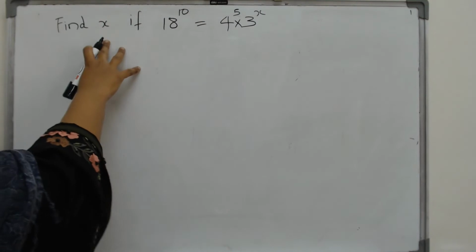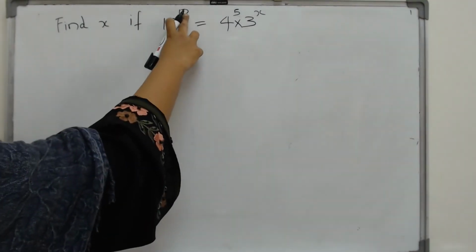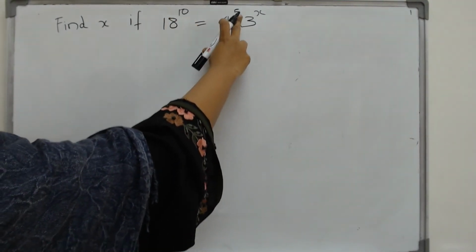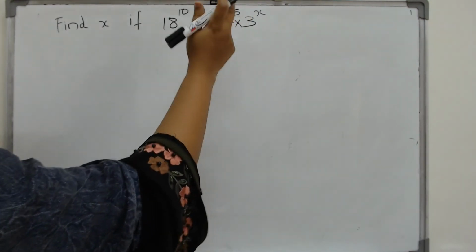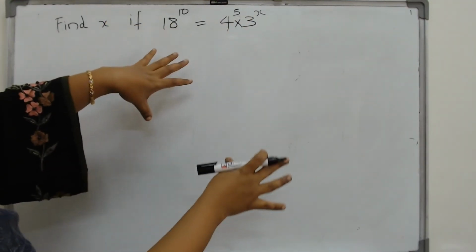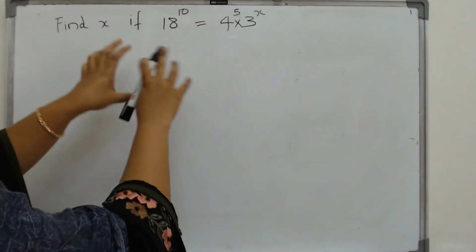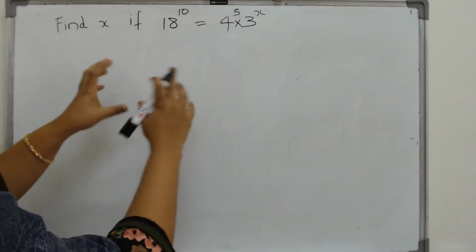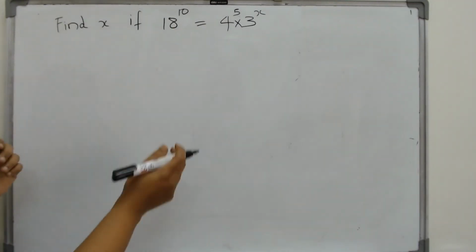So we have to find x if 18 raised to 10 is equal to 4 raised to 5 into 3 raised to x. Whenever the exponent is missing, try to equate the bases. Make the bases the same and then you can equate the exponents.